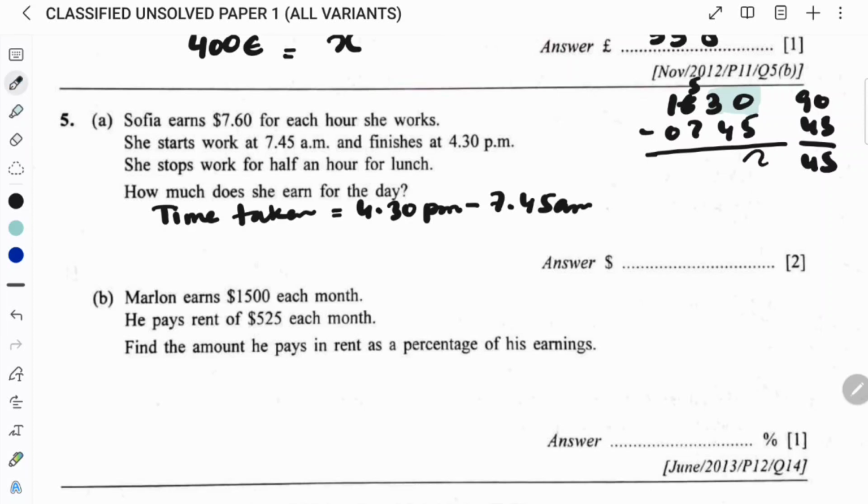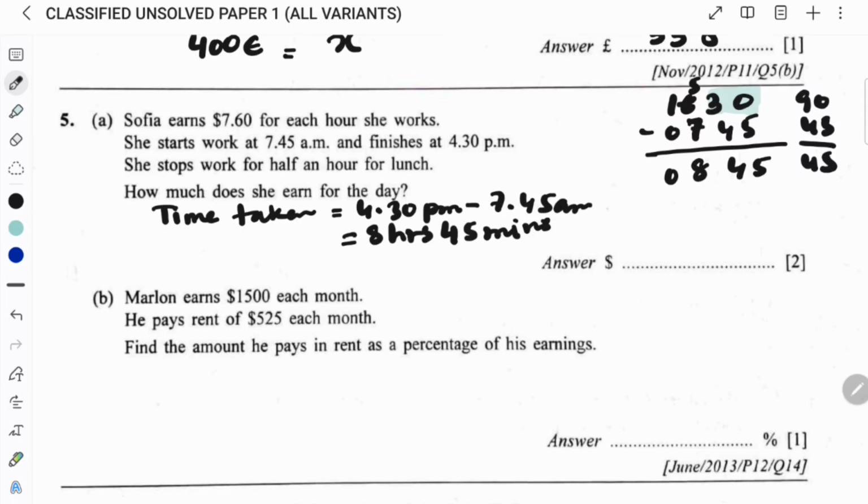Okay, then 45 left, and 6 and 15, 15 and 7 subtracts, then you will get 8 hours. Okay, so 8 hours and 45 minutes. She stops work for half an hour for the lunch. How much does she earn for the day?